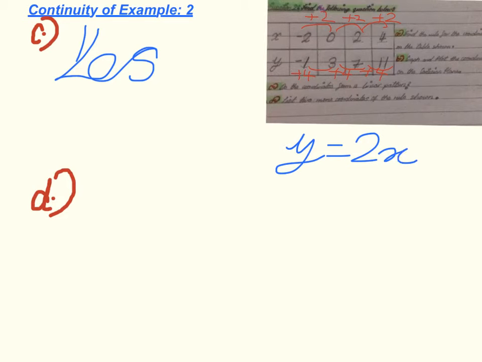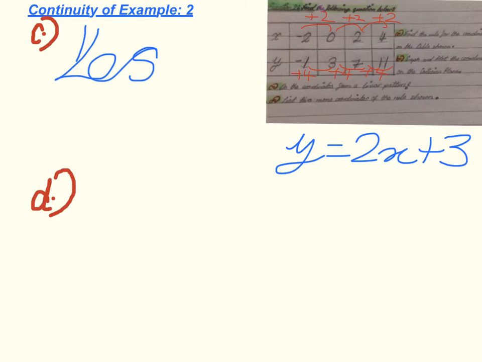Now the next question is part C. Do the coordinates form a linear pattern? Yes, they do, as we have seen. And now the next question, part D, list 3 more coordinates of the rule shown. So the rule is y equals 2x plus 3.